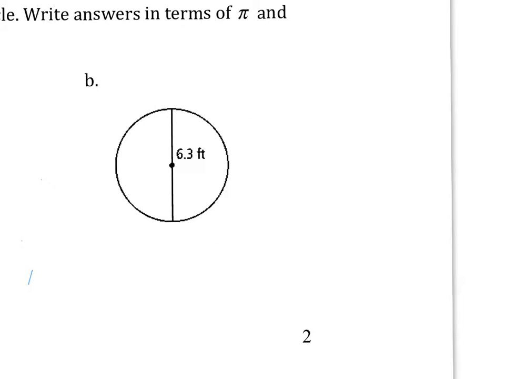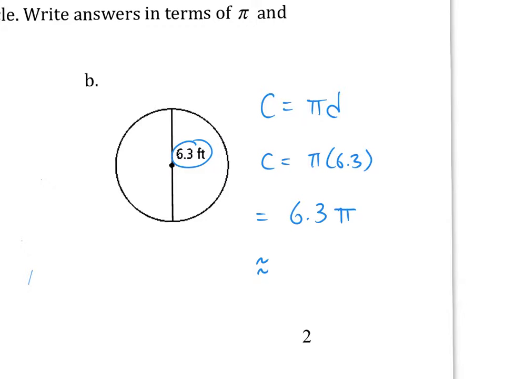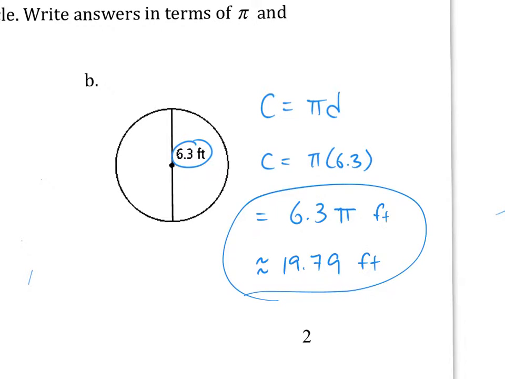Let's look at part B. The difference, of course, here is that I'm given diameter there. So in this case, I'm going to use circumference is pi times d because they gave me the diameter right here. So c is equal to pi times 6.3. Now I could have just written that as my answer, as in 6.3 pi. And this is an exact answer. And then, of course, we plug that into our calculator to get an approximate value, 19.79. And don't forget units. Feet all the way around.